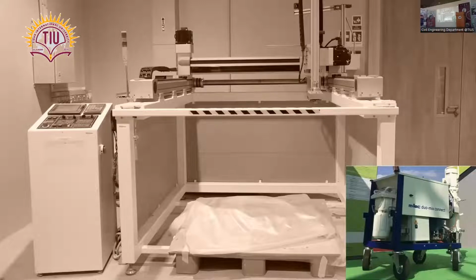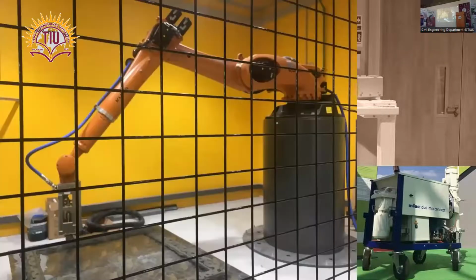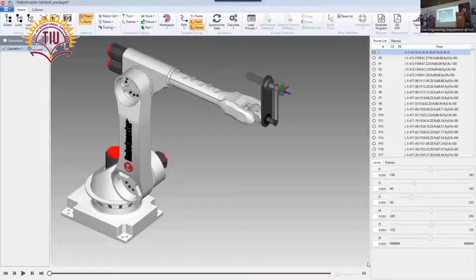We also had a robotic system. It's a 6-axis KUKA robot system. We integrated the nozzle. As you can see, the blue pipe is the hose pipe, which connects the nozzle or print head to the pump. So we can pump the material to exactly the print head point for deposition of the concrete. Using this RoboMaster, sometimes we do the path planning.